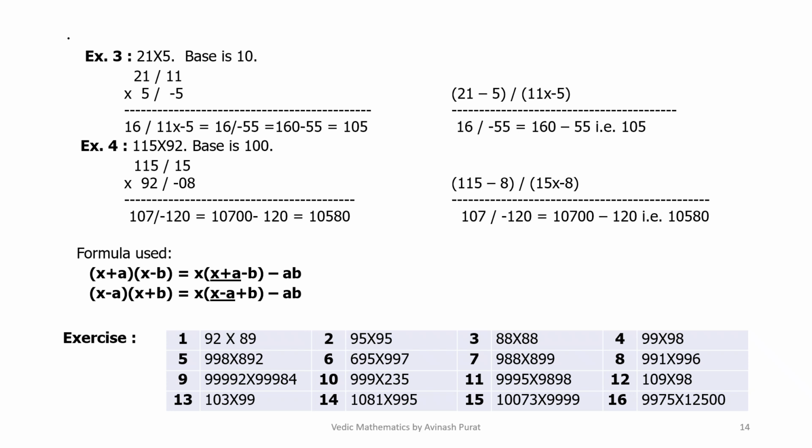The formula used here is x plus a into x minus b equals x multiplied by x plus a minus b, minus ab, or x minus a into x plus b equals x multiplied by x minus a plus b, minus ab.